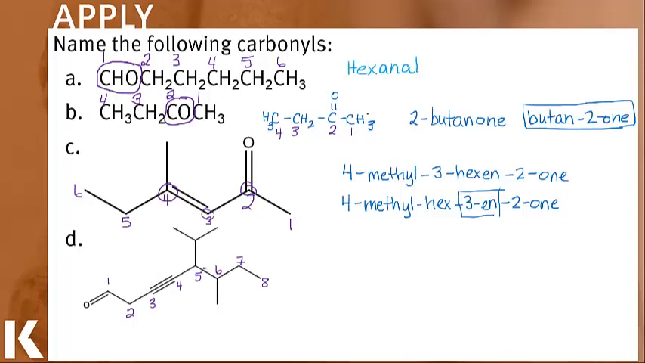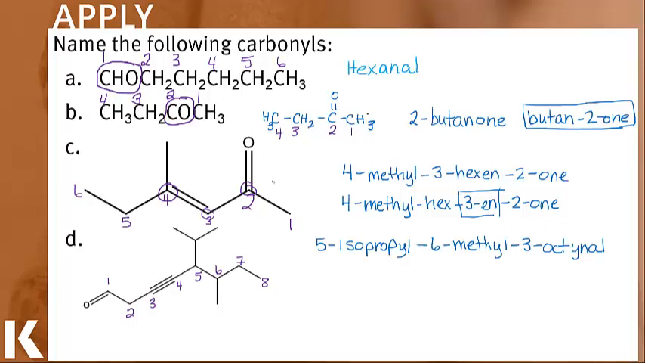We have to look at our substituents that are here. We have an isopropyl on our 5th carbon and a methyl on our 6th carbon. As always, these are going to be named in alphabetical order. So I'm going to have 5-isopropyl 6-methyl. My triple bond is on the 3rd carbon, so this is going to be a 3-octynal. So I'm going to have a 5-isopropyl 6-methyl 3-octynal.